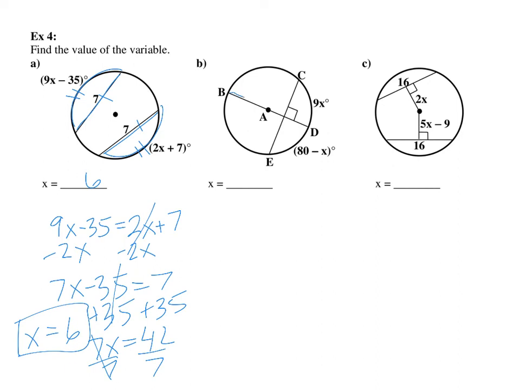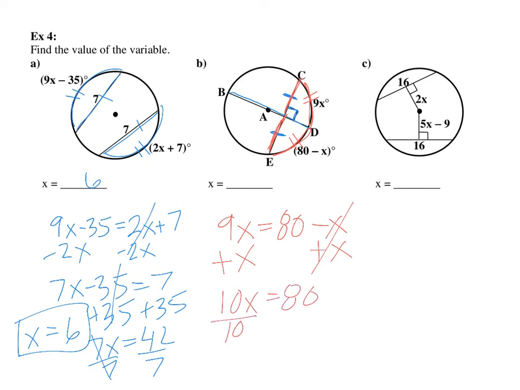Here I have a diameter. It's perpendicular to the chord, so that means it bisects the chord, cuts it in half. Now, if these two pieces are the same, then these arcs are also the same. So 9x is equal to 80 minus x. Add x on both sides. I have 10x is equal to 80. Divide by 10, and x is equal to 8. Done. All right, next problem.